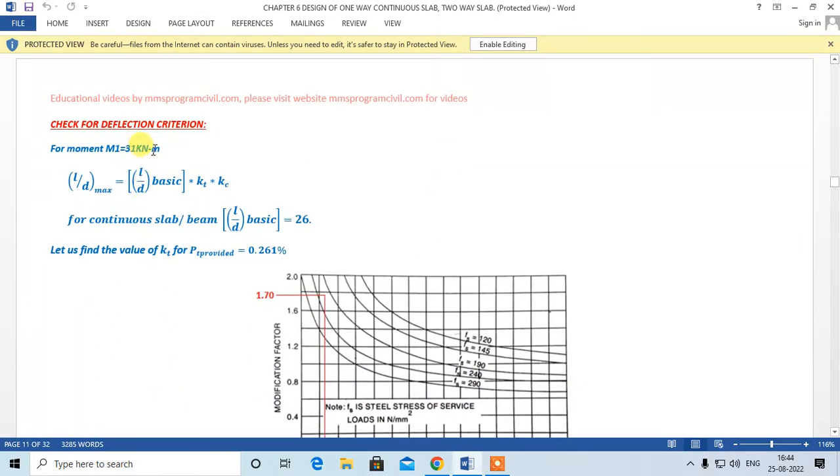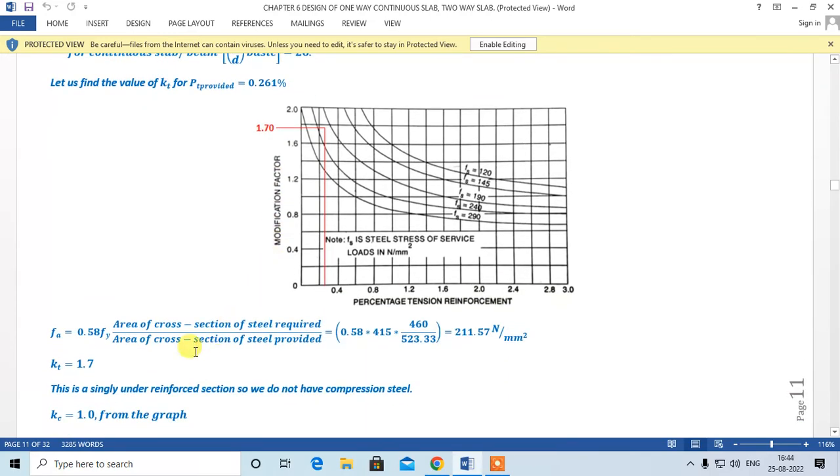Moment M1 is 31 kilonewton meter. We know this formula, L by D max is equal to L by D basic into KT into KC. For a continuous beam, L by D basic is 26. We know our PT is 0.261. So we have to find the stress in steel. This is the formula given in the code for finding the stress in steel. This is the area of cross section of steel required, and this is provided, what we saw in the table. So this comes out to be 211.57.